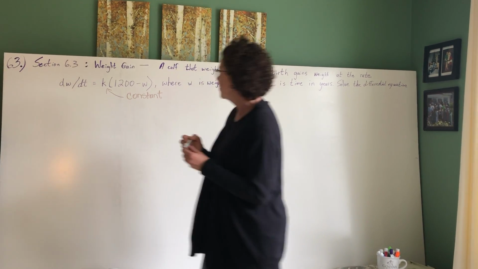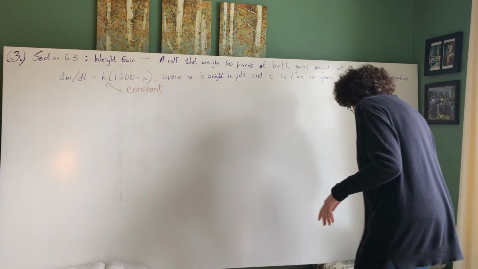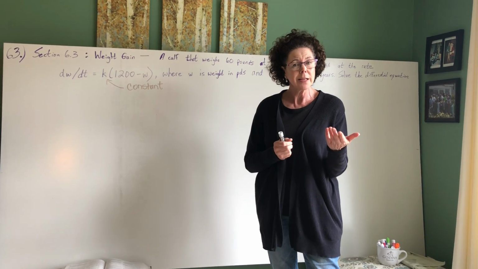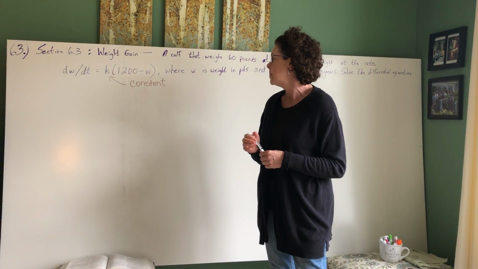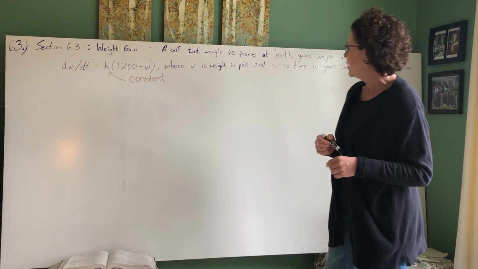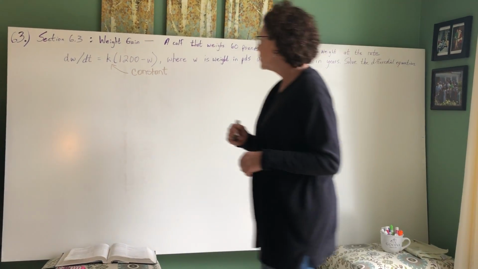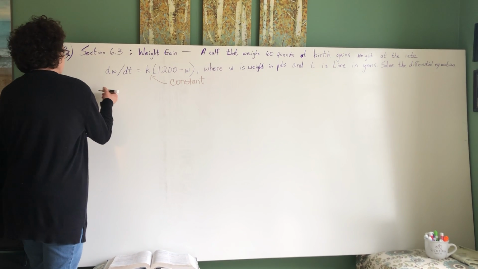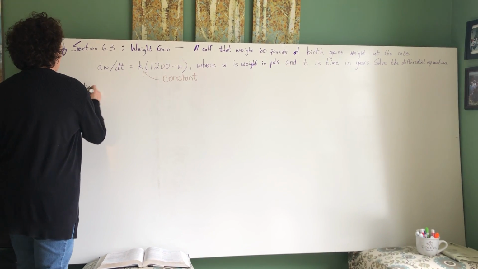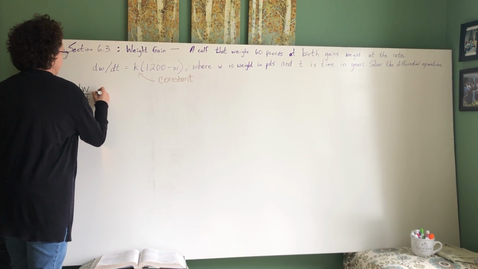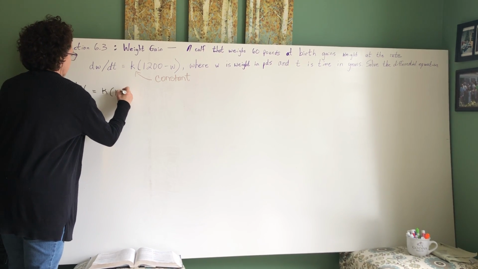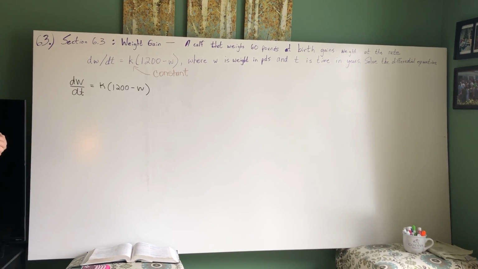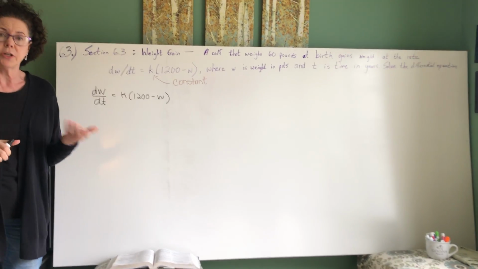I'm going to have to try a different color here. I don't think that's dark enough. It's not. There we go. So K is a constant, so we are treating it as a constant, not as a variable. Let's get this problem started. The first thing we need to do to solve this differential equation is write it vertically. What we have to do here is a separation of variables.